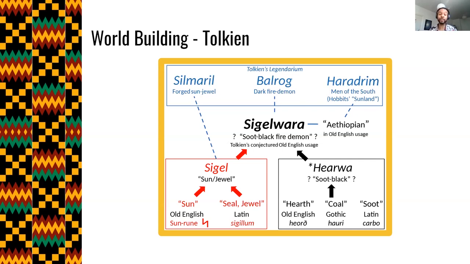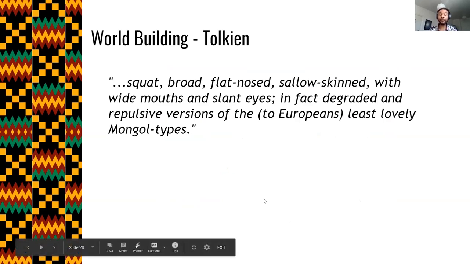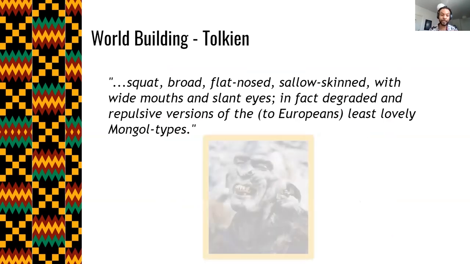So he didn't just copy-paste someone else's fantasy work. I do want to mention as well, something important when talking about Africa, that there is a racist bias as well. Here you can read: squat, broad, flat-nosed, sallow-skinned, with wide mouths and slant eyes. In fact, degraded, repulsive versions of the two Europeans, these lovely Mongol types. So he's describing someone as very, very ugly, Asian-looking, and he's speaking about orcs.